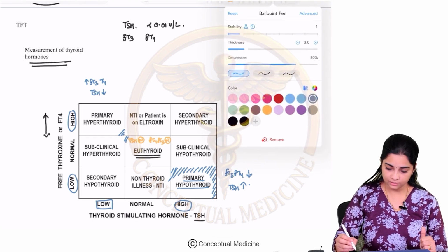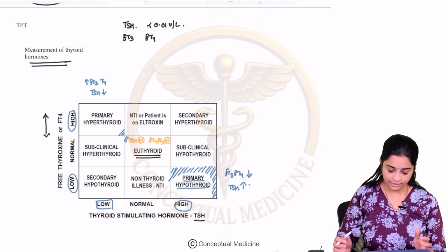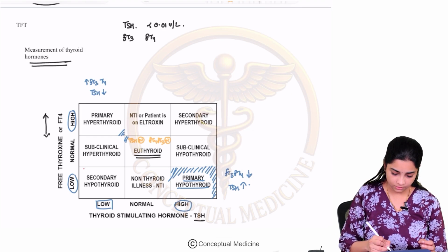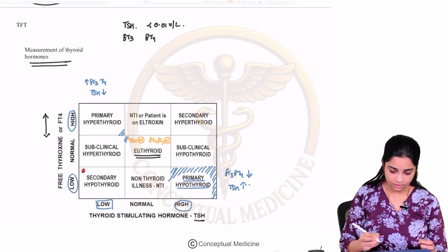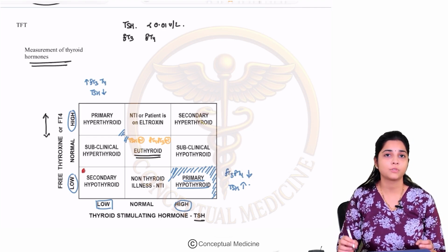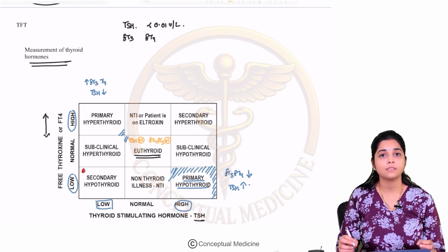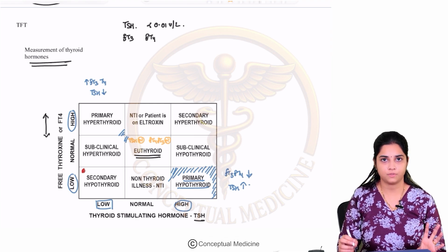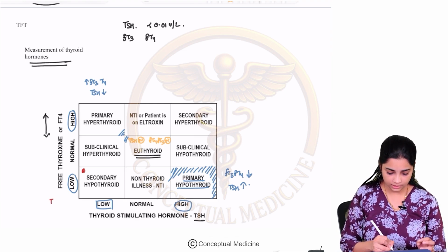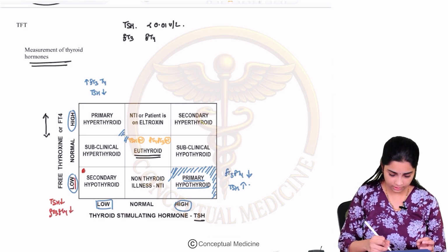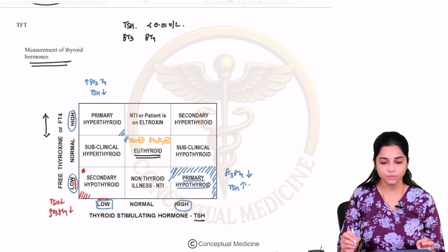Let us look at the other two corners, which is your secondary hypothyroid. So, what is the meaning of secondary hypothyroidism? It means that the problem is from the pituitary. So, TSH itself is not produced. Okay. So, here TSH will be low, FT3, FT4 will also be low. Can you see here we are looking at low and low. This is your secondary hypothyroid.